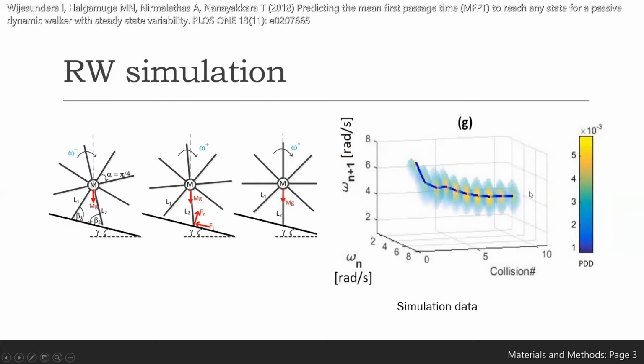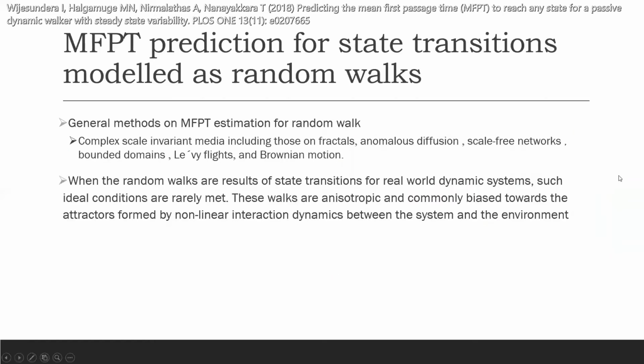And all the steps and data sets for these simulations are included in the paper, its supplementary information and references. Going on to the next one. Now that we have the data sets for the motion of the rimless wheel modeled as biased random walks, we can move on to the mean first passage time calculation methods.